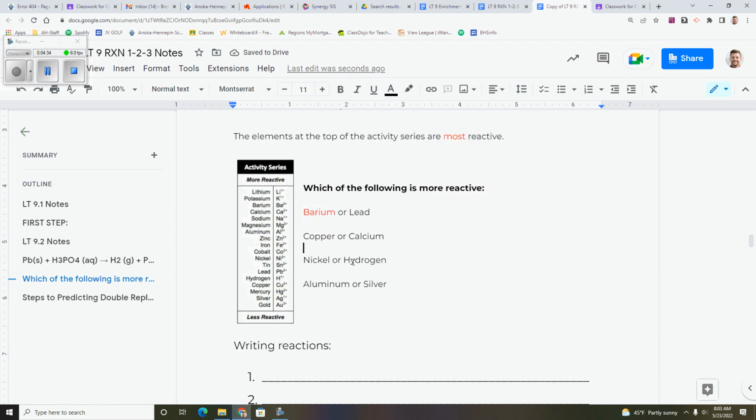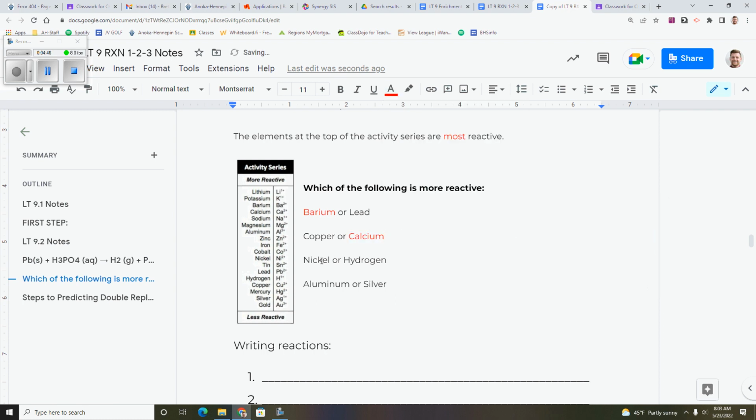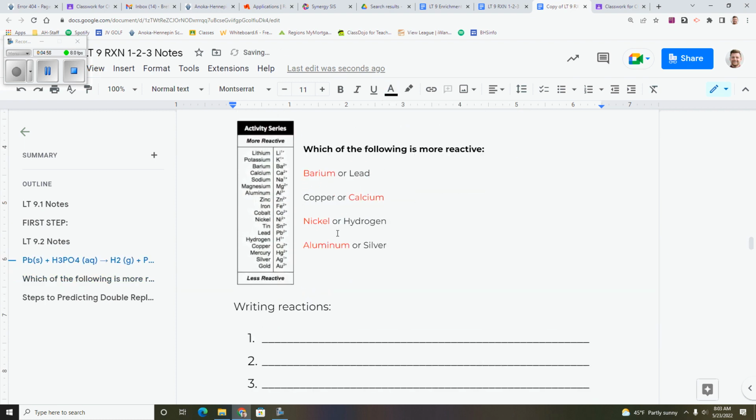Okay? Which one's more reactive? Copper or calcium? Which one's higher? Calcium. Which one's higher? Nickel or hydrogen? Which one's higher? Aluminum or silver? Aluminum. Okay. So you got the idea, right? You gotta look to see which one's more reactive.